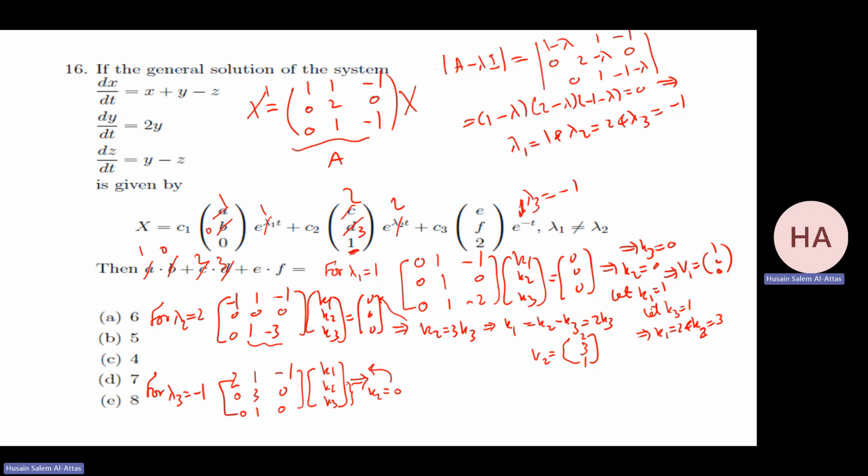Plug it here. So I have K3 equals what? K3 equals, from here, 2K1. No, 2K1, this is 0 minus K3. So K3 equals 2K1. So let K1 equal 1. So K3 equals 2. So V3 will be what? 1, 0, 2.